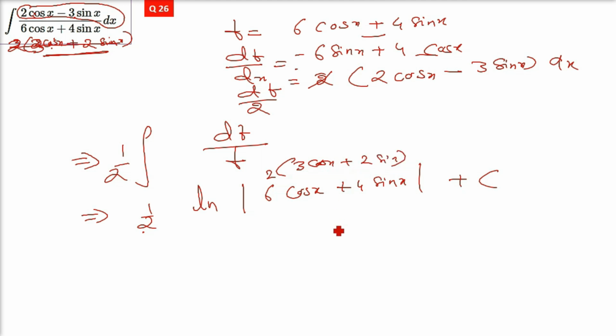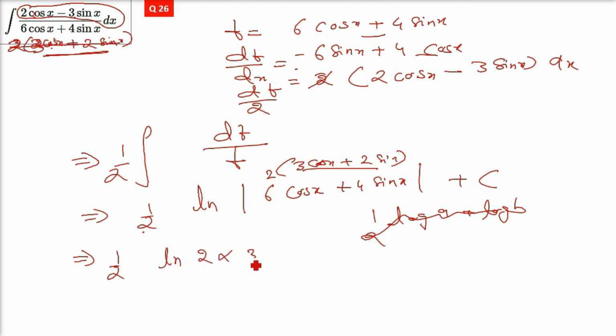So log a into b. What is log a into b? Log a into b is log a plus log b. What is log? First one log 2. The second will be log 3 cos x plus 2 sin x. Now just understand it very well. I'll show you how this 3 cos x plus 2 sin x will be the final result. Half ln of 2 into 3 cos x plus 2 sin x, and then the constant of integration.